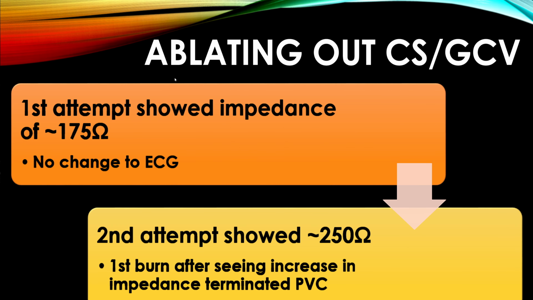So an interesting differentiation the doctor made with the tissue that we were up against. The first attempt showed an impedance of 175 when we went deeper, and with no change after ablating. The second attempt showed 250, which could have shown that we ablated there already, but it also showed that tissue had changed and possibly we were deeper into the CS GCV. So after the first burn, we saw the PVC terminate.